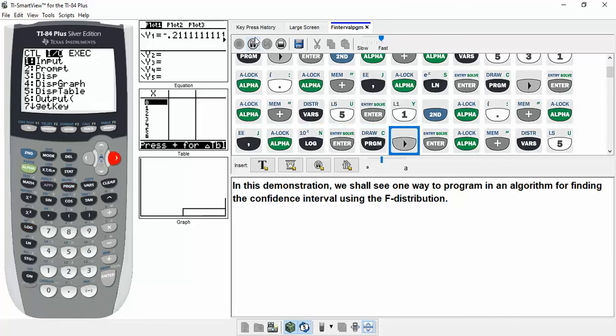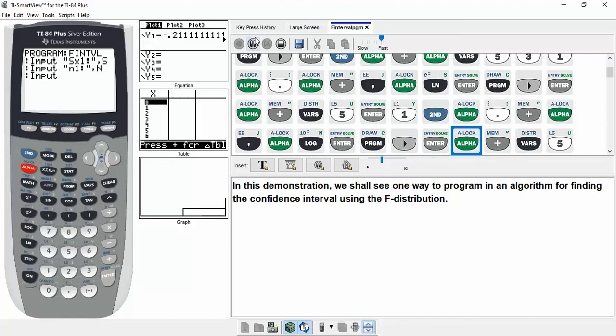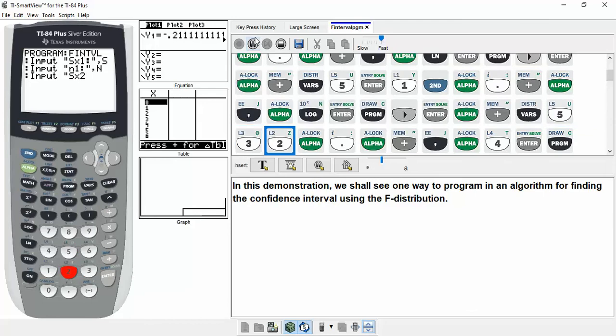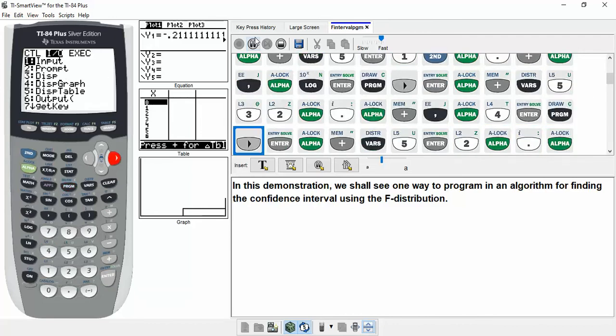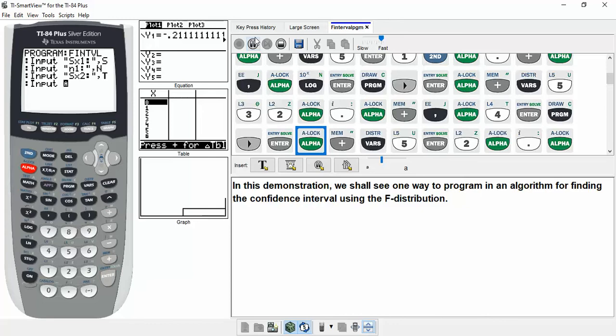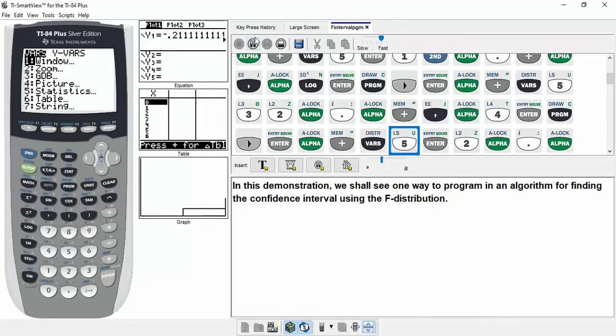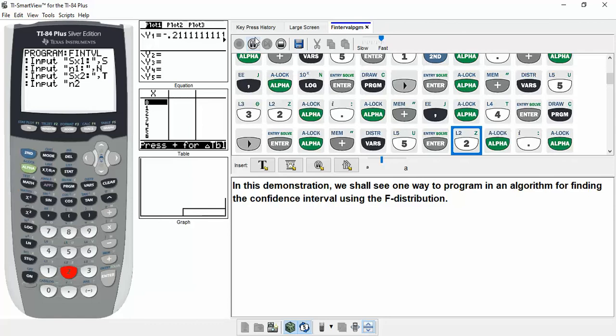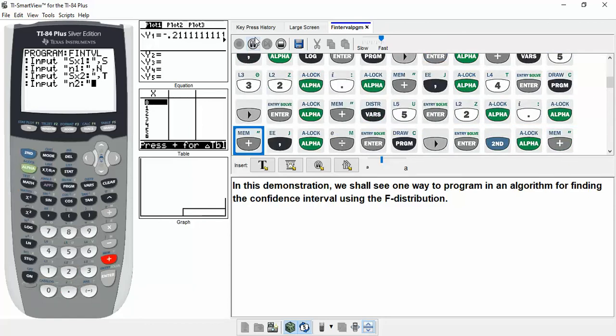Then I'm going to repeat this again. Go to program, go over to I/O for input, double quotes, go to VARS, stats, SX, type in 2 for the second group's standard deviation, colon, and the double quotes, then a comma, and I'm going to store that value as T. Then we go back to program, I/O, input, open the double quotes, go to VARS, statistics, N, type in 2 for the second group's sample size, colon, and the double quotes. I'm going to store that value with a comma and then M.